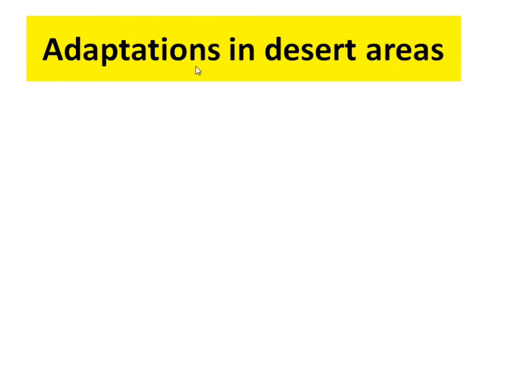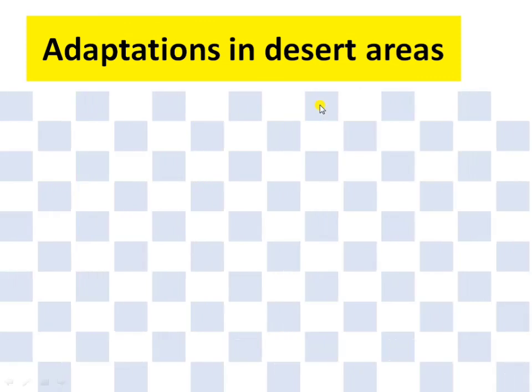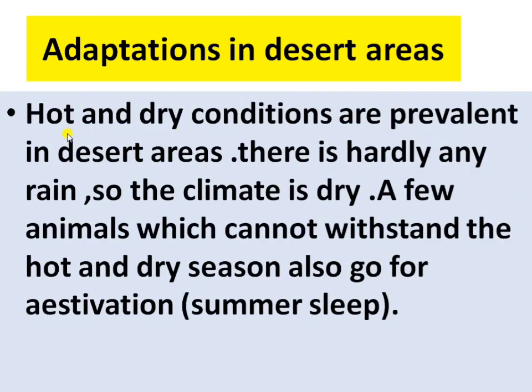Next, adaptations in desert areas. Here, hot and dry conditions are prevalent. There is hardly any rain in desert areas, so the climate is dry. A few animals which cannot withstand that hot and dry season also go for estivation, that is, summer sleep.